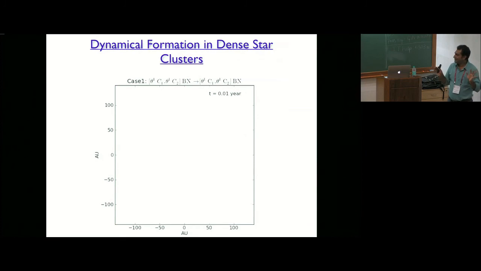Now, let's talk about dynamical channels. So this is not secular, evolution is chaotic. Things are happening fast on orbital timescales. Stars interacting with other stars rapidly, and they are coming close to each other. Okay? Let me show you a movie.